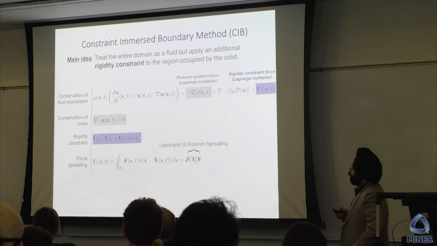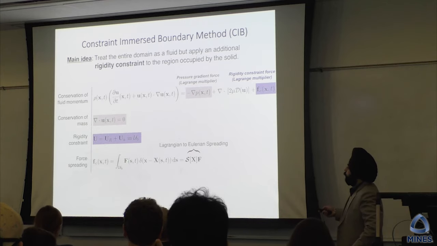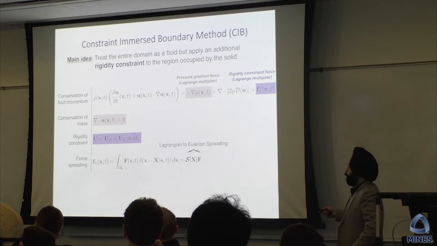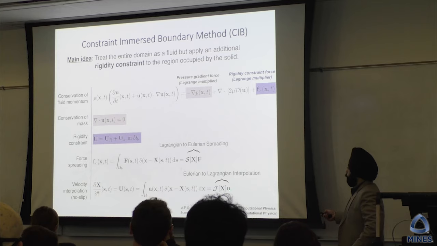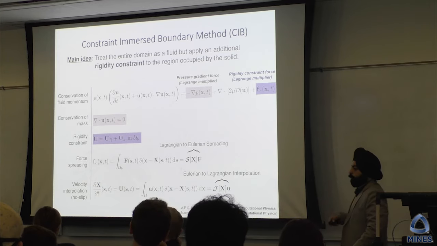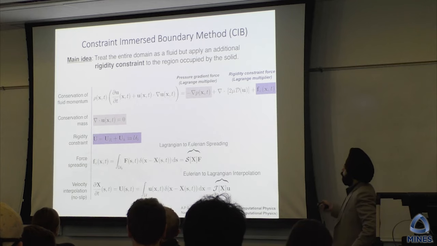And you use the machinery of the immersed boundary method to put your Lagrangian constraint forces from the Lagrangian mesh back to the Eulerian grid. And you interpolate your Eulerian velocity onto the Lagrangian marker points. So that's the machinery. So how do we implement this efficiently in our solvers?